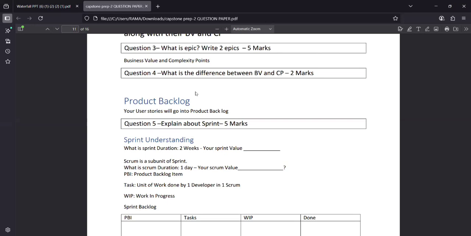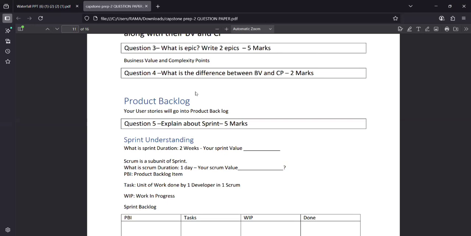So how will you measure BV and how will you measure CP? BV is measured in the form of currency notes. So we have currency notes of 10, 20, 50, 100, 200 and 500; up to 500 we can give. When it comes to complexity point, it is estimated in the form of the Fibonacci series.